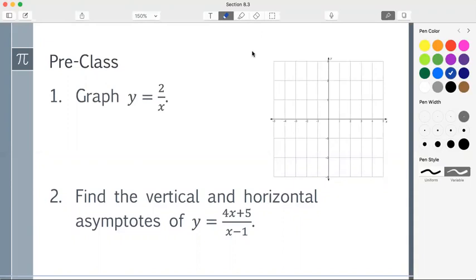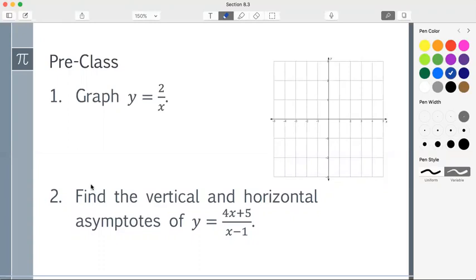So again, we're going to do pre-class. In number one, you're going to graph y equals 2 over x. And for number two, you're going to find the vertical and horizontal asymptotes. If you're watching this on Edpuzzle and you have questions, I'm not going to ask you to input your graph for number one, but I am going to ask you to input your vertical and horizontal asymptotes for number two. So go ahead and try these problems. Pause the video if you're watching it by yourself, and then go ahead and check my answer.